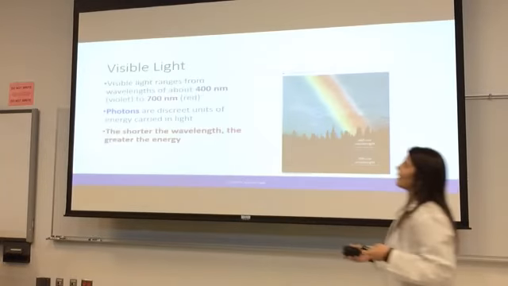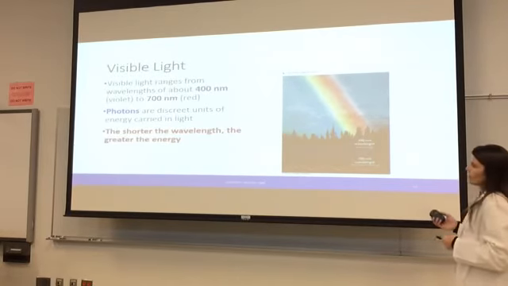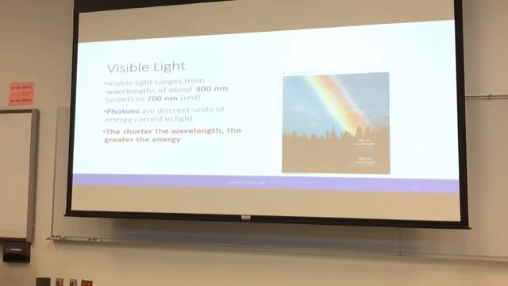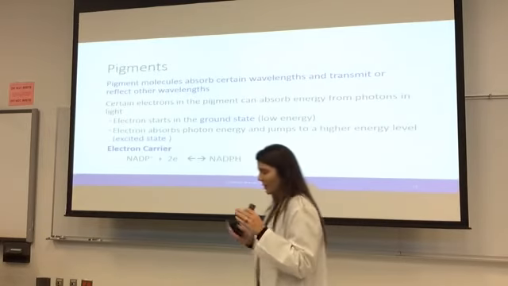So my visible light ranges anywhere from 400 nanometers to 700 nanometers. This is what I just said in writing. Photons are how we measure light, so we call it photons of light. We don't say ATP of light. The shorter the wavelength, the greater the energy. So plants have, let me rephrase that.